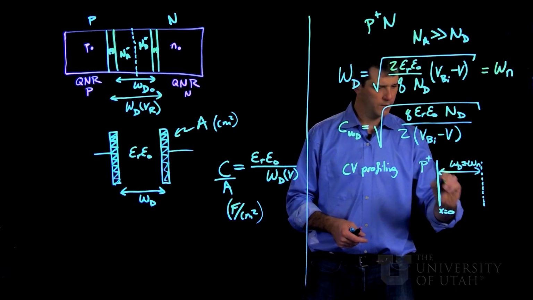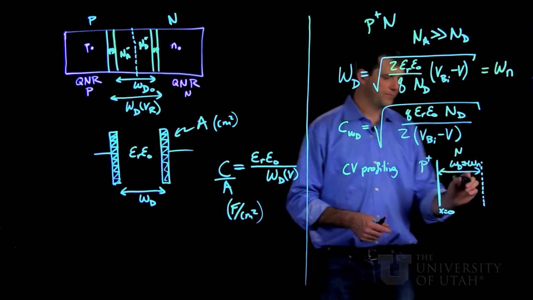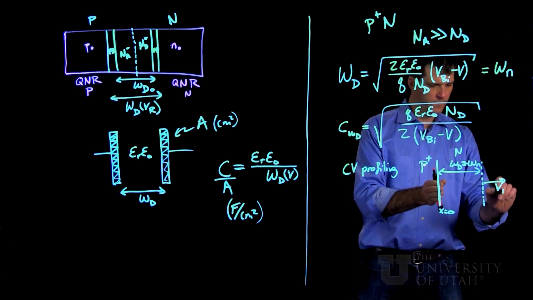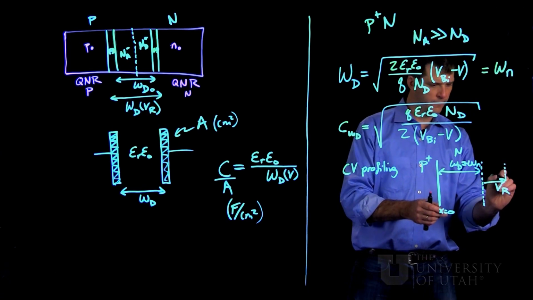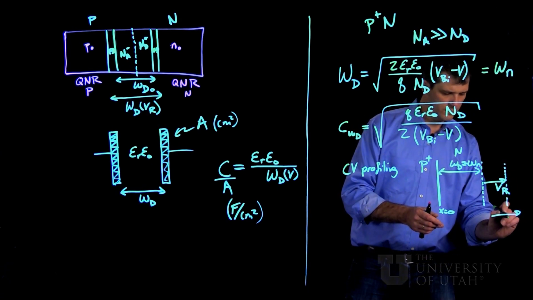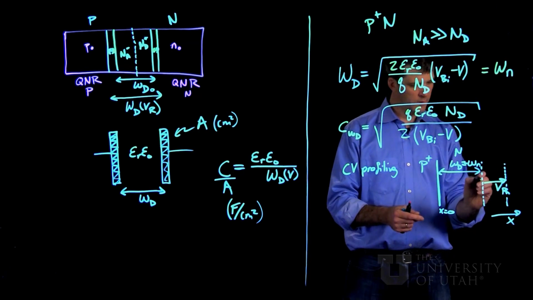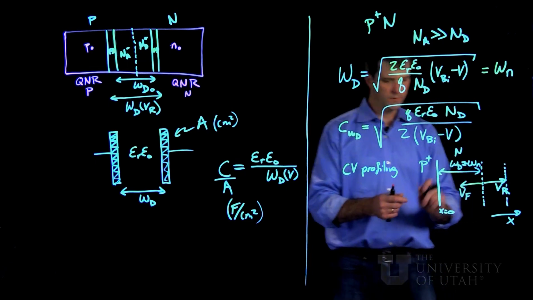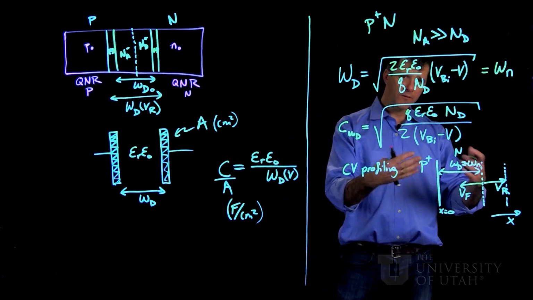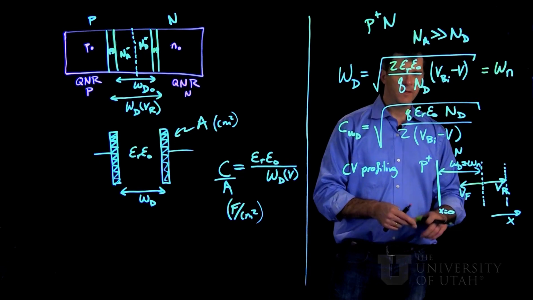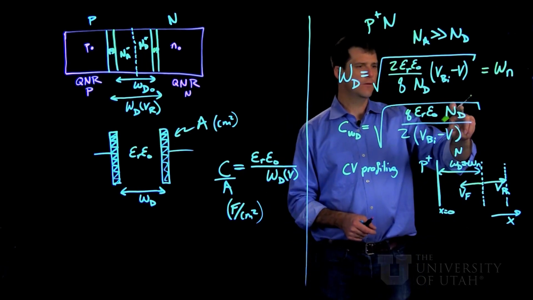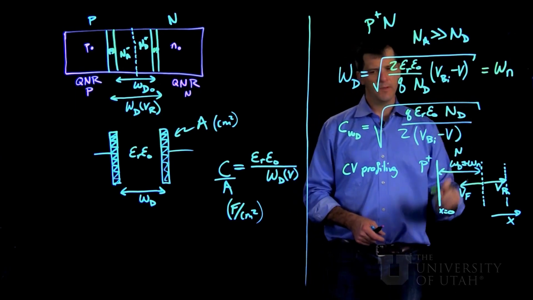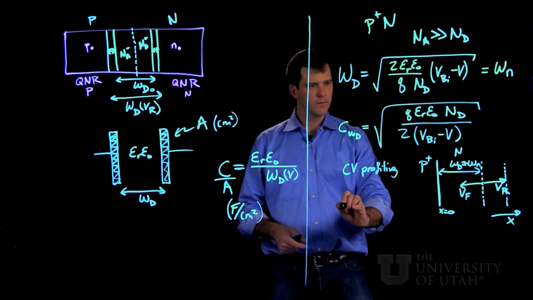Here's our P plus side. Here's our N side. As we apply reverse bias, we can move the depletion width further and further into the material. And as we move it the other way, with forward bias, we move it closer to the junction. And at all times, we can measure the capacitance. And from that, because the only variable that's unknown in here is the doping on the n-type side, we can actually use it to measure that doping.